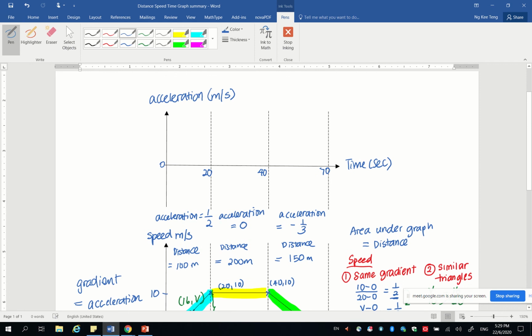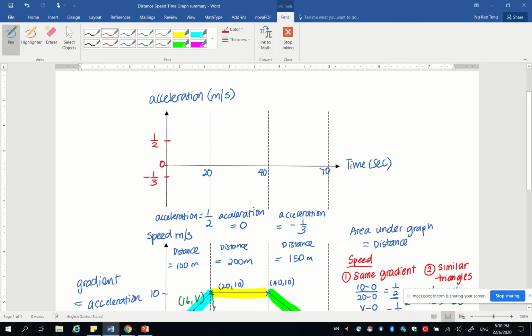Okay, on my acceleration time graph, that means I'll need a few particular values. The first one is half. Then another one is 0. And the next one will be negative 1/3.